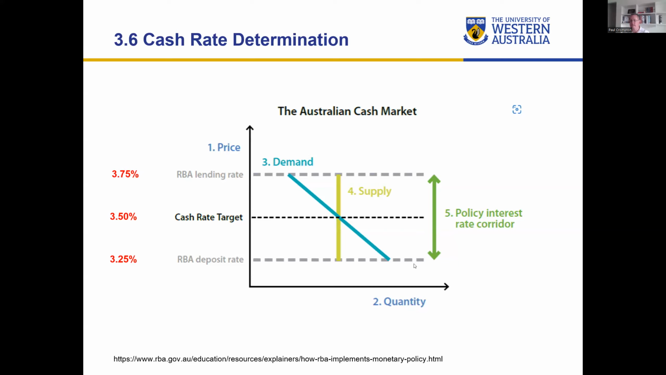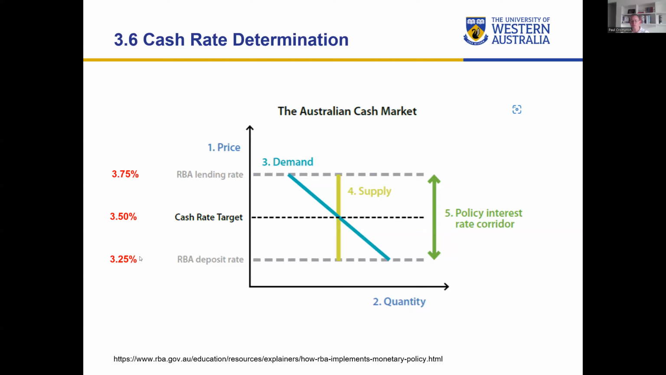So this difference between the deposit rate, the interest rate that you get on the balance of your exchange settlement account, and the interest rate that the Reserve Bank will loan money at is called the policy interest rate corridor. And so if the cash rate target was increased to 4%, then these numbers would increase to 3.75 and 4.25.